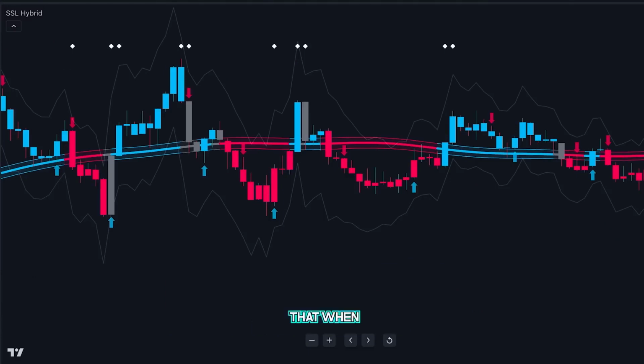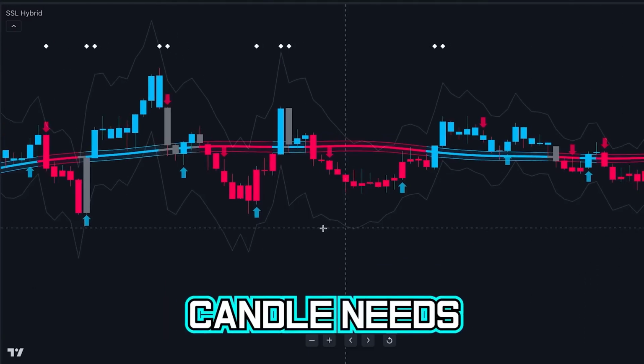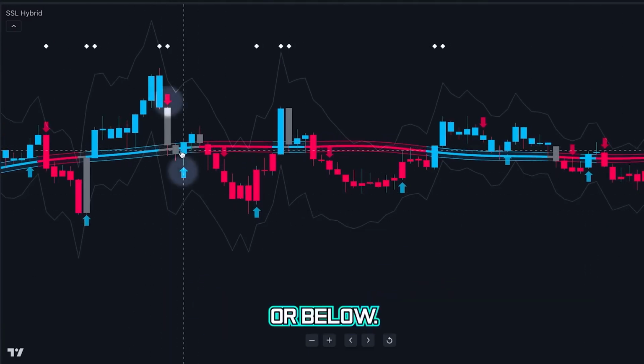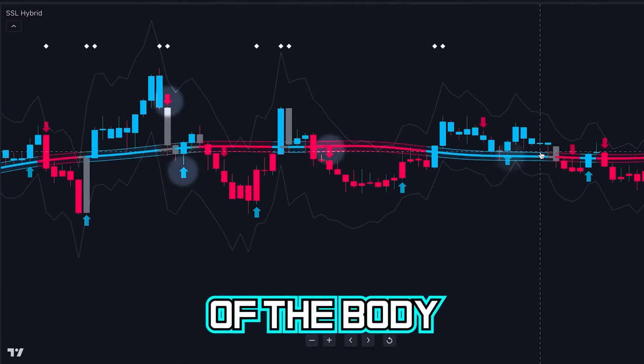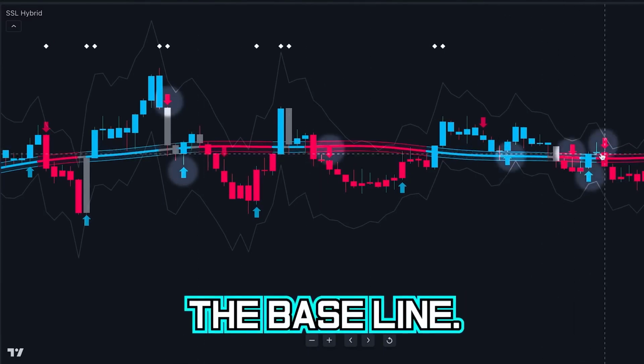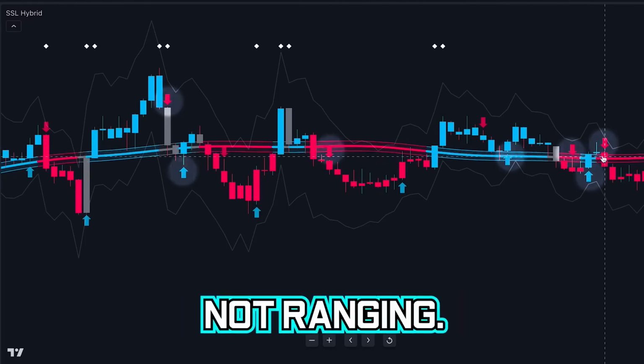It is important to note that when executing your trade, your entry candle needs to be above the SSL line or below. No part of the body of the entry candle should be within the baseline. This helps to ensure the market is not ranging.